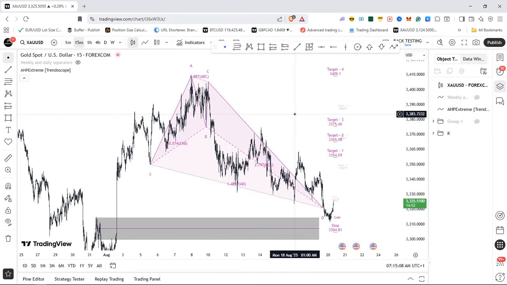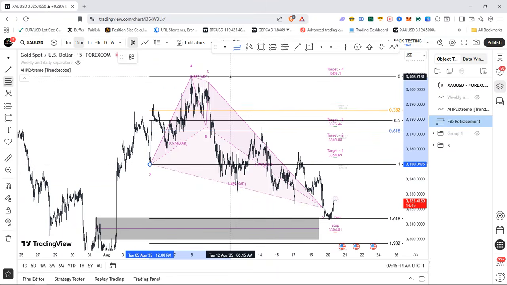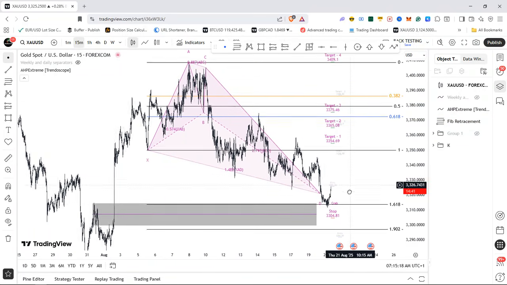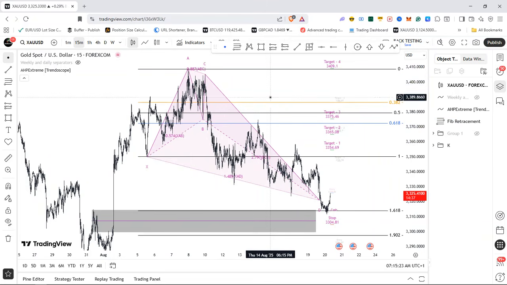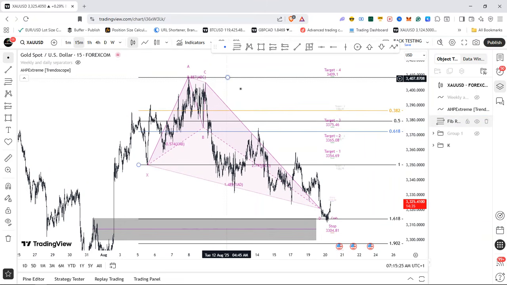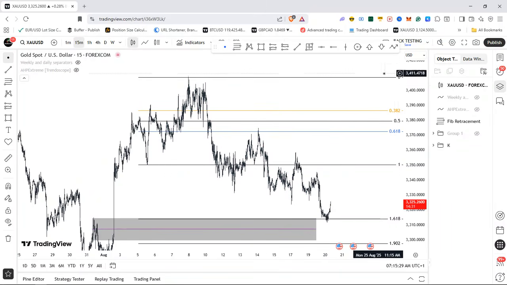Now, what you have to do is take the measurement to know if it is a valid crab pattern. You can see that price has tested 1.618 and the B point is within 0.382 and 0.618. So it is a valid crab pattern. That is the first thing you have to do.